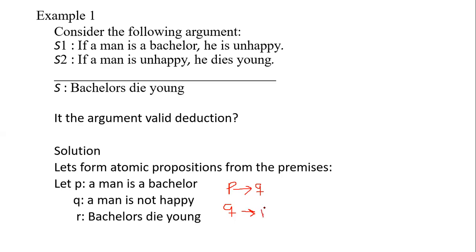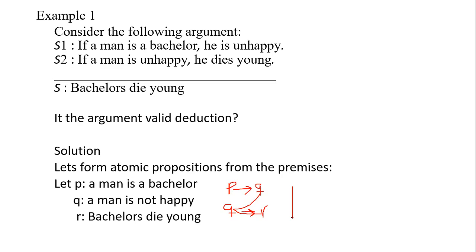So we have P implies Q. So we are having two implications, so let's check if it's true. Here we have P implies Q, and now we have Q implies R. Therefore, applying the law of syllogism, what is the conclusion? P implies R.